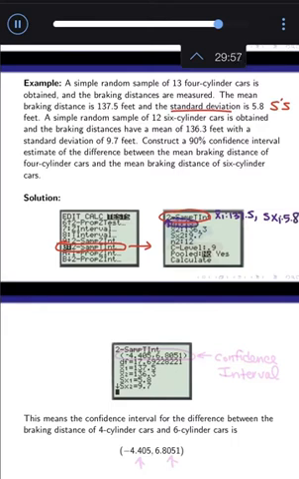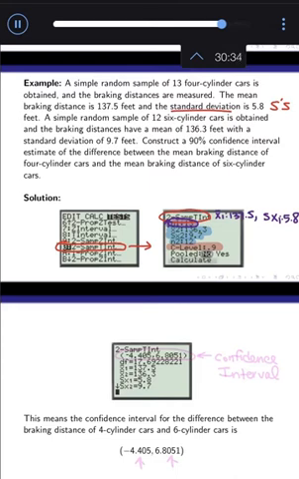Then you'd start listing out your group 2, which is all your information for your 6-cylinder: the mean was 136.3, the standard deviation was 9.7, and the size of the sample was 12. We just said that the confidence level was 0.90 or 90%. And just like before, when we did the testing, we'll leave the pooled option as no. And then we'll go ahead and select calculate.